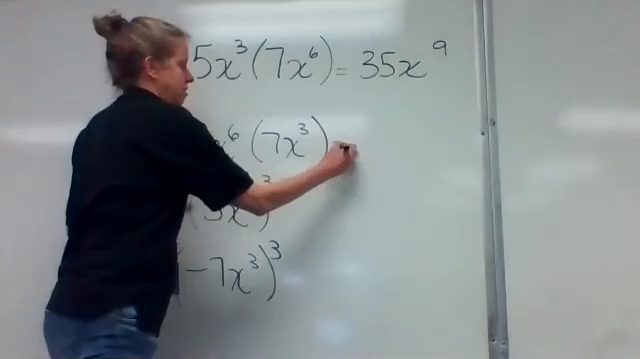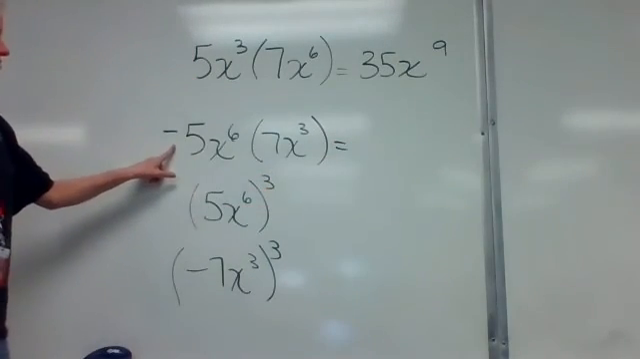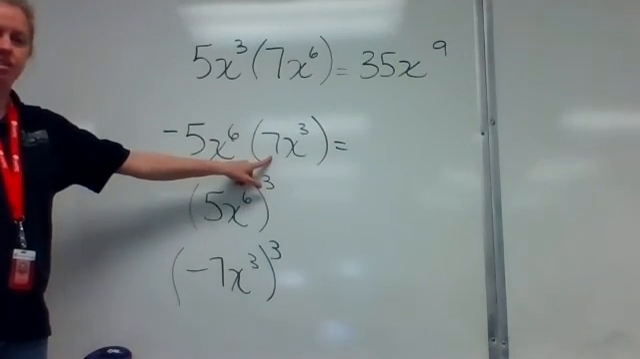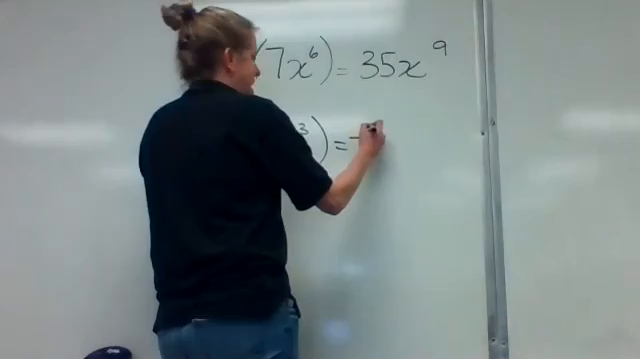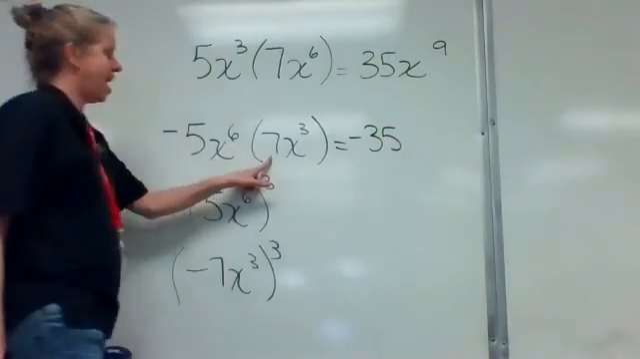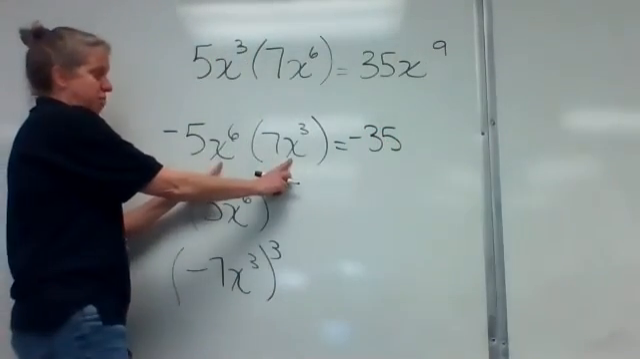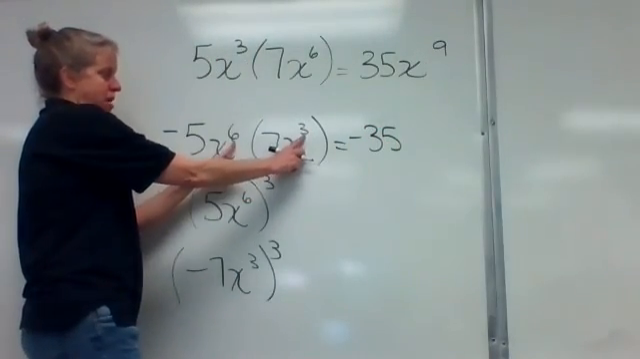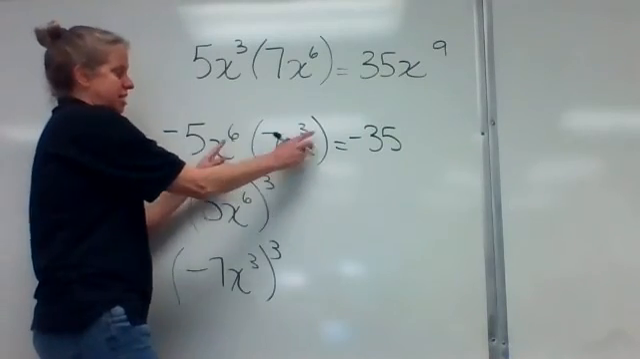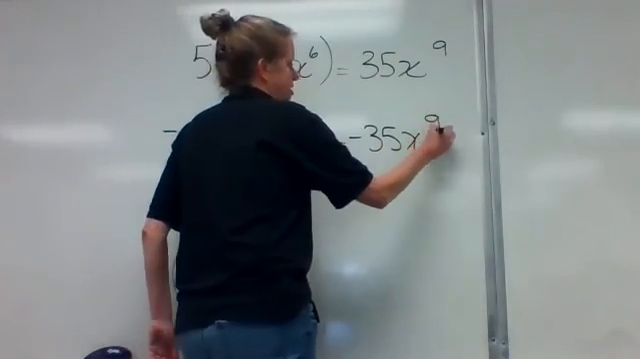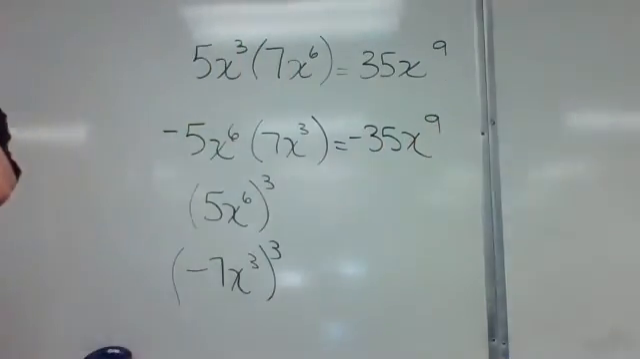Next one. Negative 5 times positive 7. So now it gives me negative 35. And I'm multiplying still, so I'm adding the exponents over the x's. So x to the 6, x to the third gives me x to the 9th.